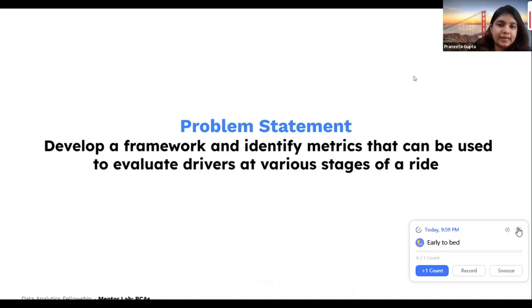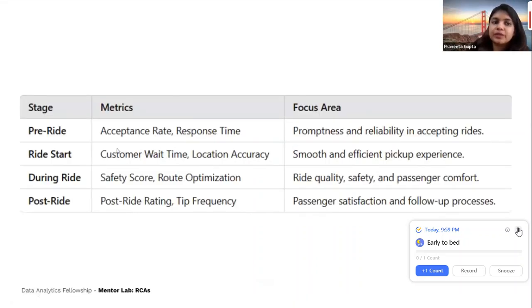You broke down the user journey and looked at it from start to end. I'll just suggest a couple more points that you can look at. So what I did was I split the ride into 4 parts. First is before the ride begins. So there the acceptance rate comes in.